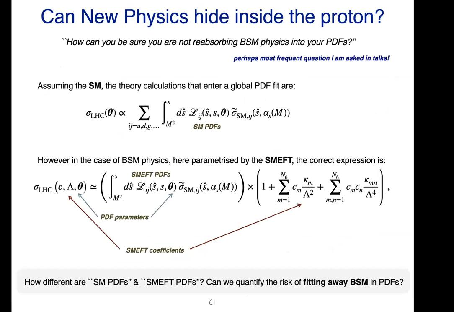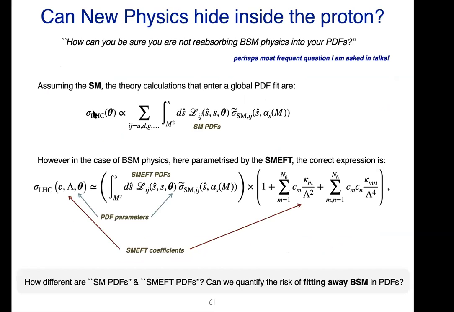Another question which is very important at high luminosity is, how can you make sure that you don't reabsorb BSM into your PDFs, right? We are fitting more and more data from the LHC at higher energies. Maybe we are fitting away the interesting signals that Isabel was mentioning in her talk. And this is a justified worry, right?